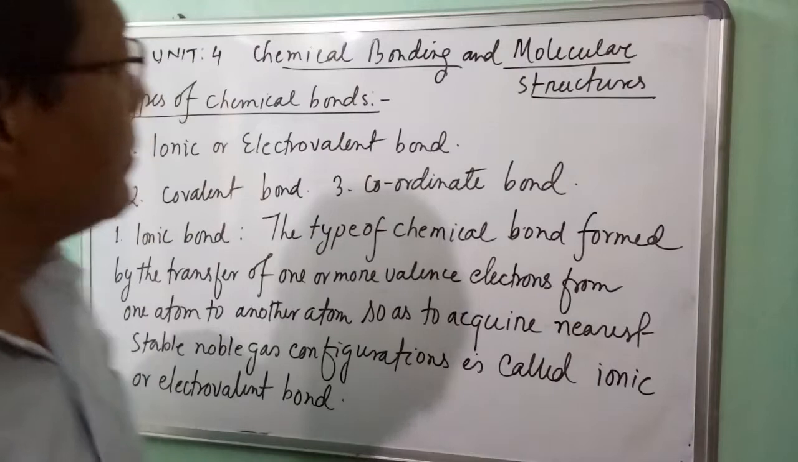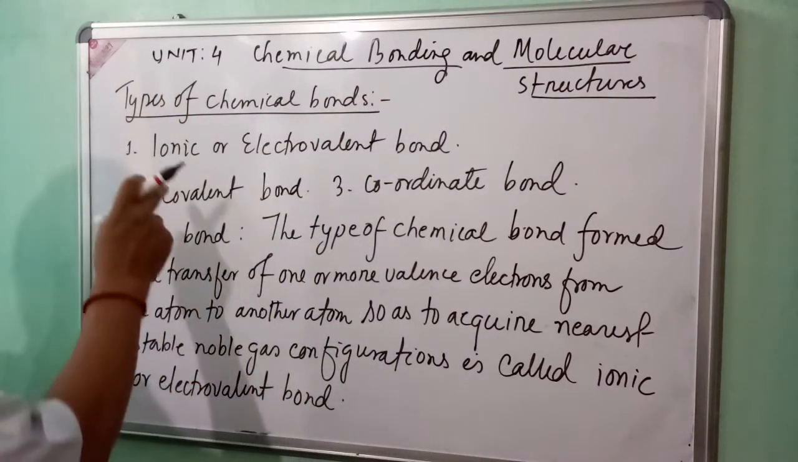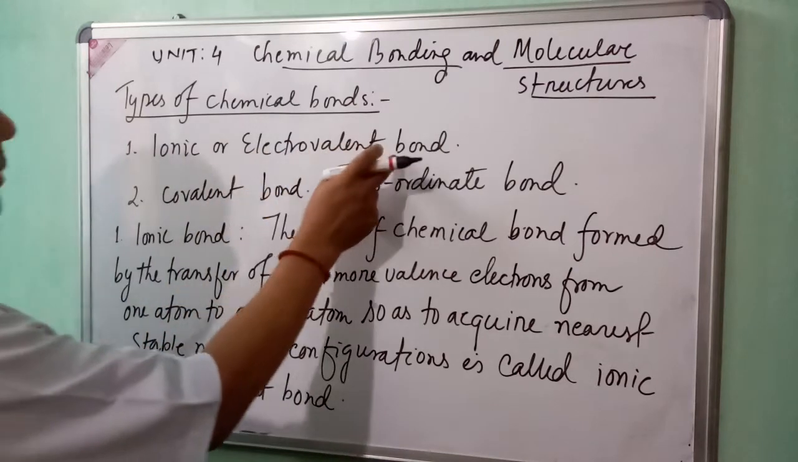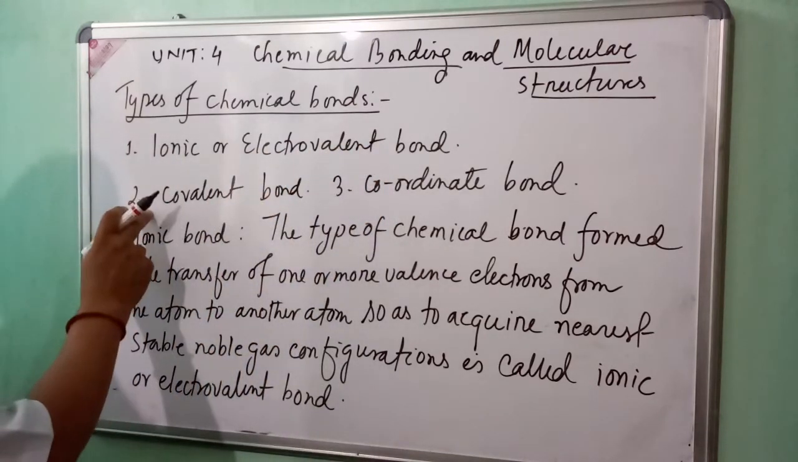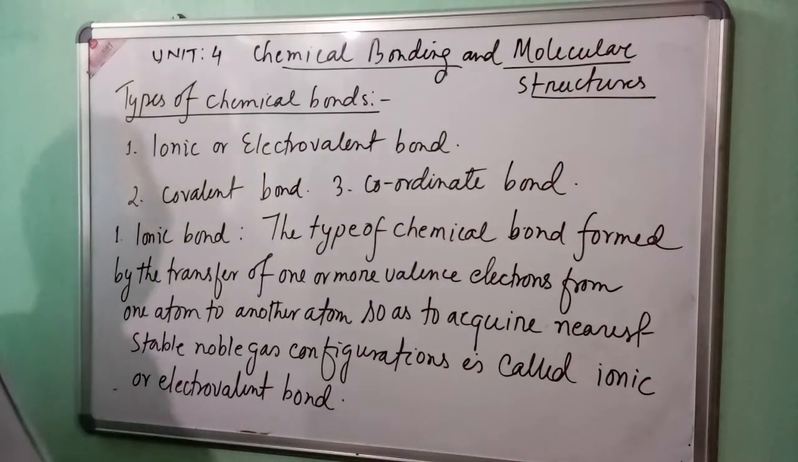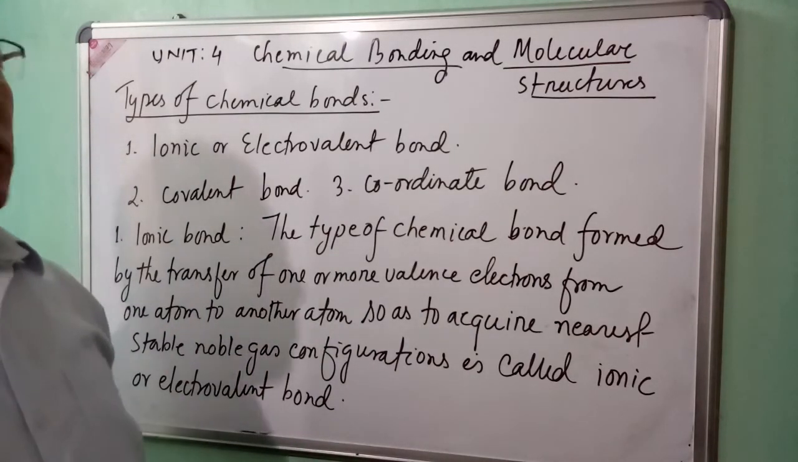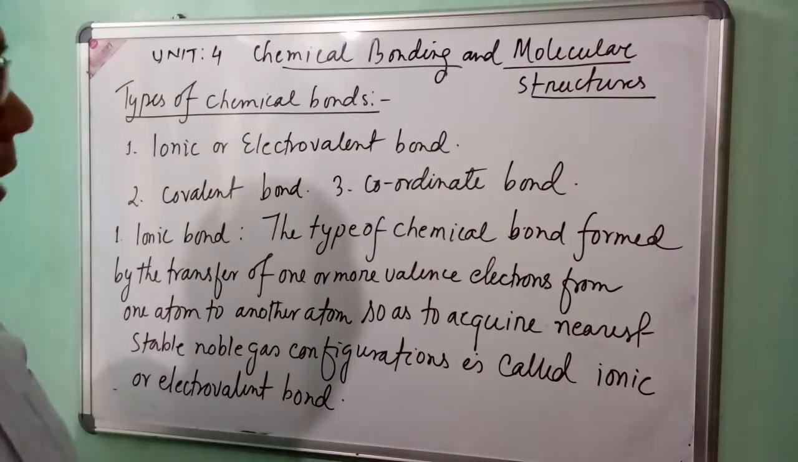So here we have three types of chemical bond. First, the ionic or electrovalent bond. Second, the covalent bond, and the coordinate bond. So firstly we will discuss the ionic bond. So first we define the ionic bond.